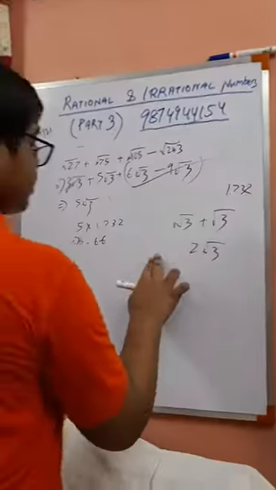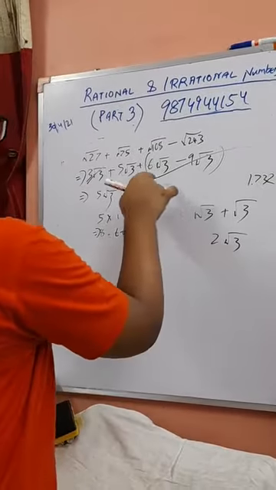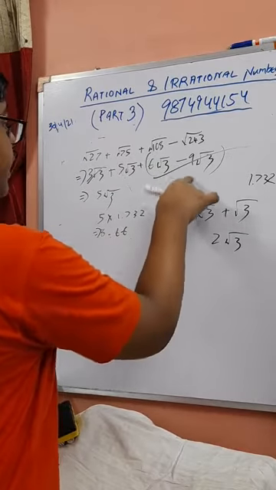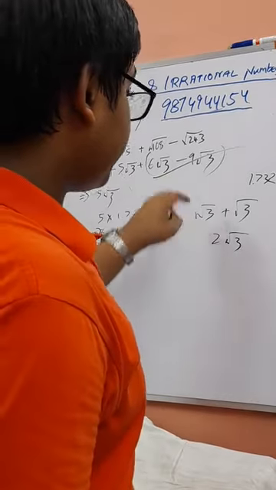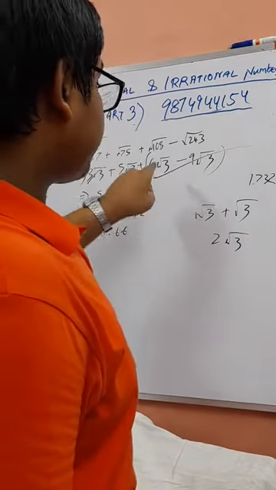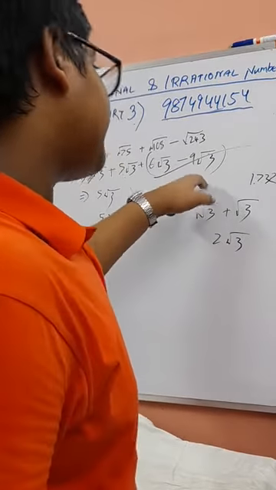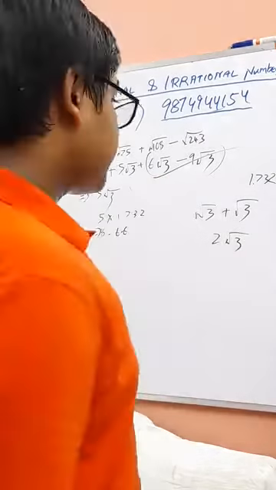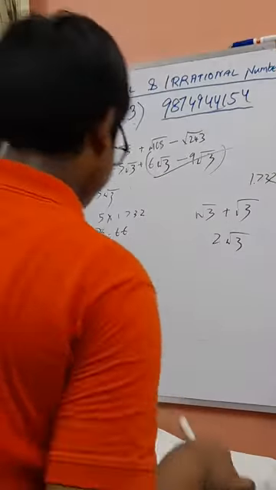Now this is how we got 6 root 3 minus 9 root 3 as minus 3 root 3, because we should look at it as 6x minus 9x is equal to minus 3x. Therefore, minus 3 root 3.